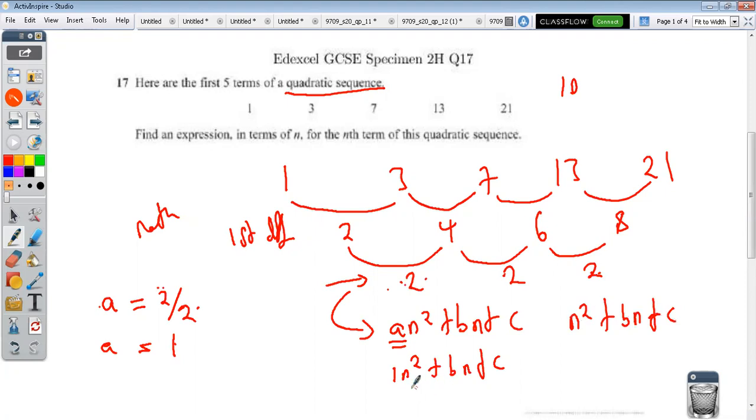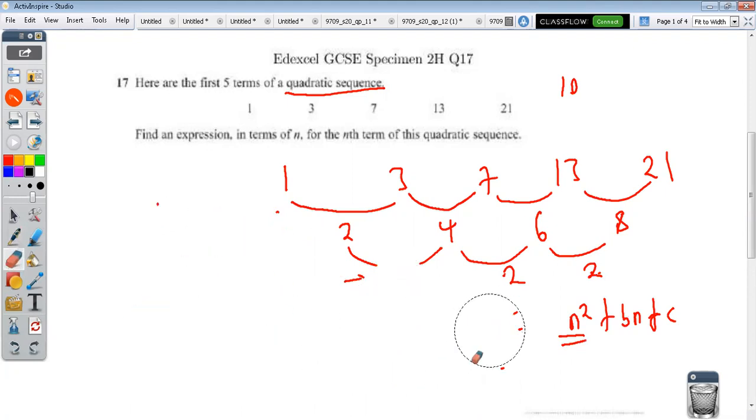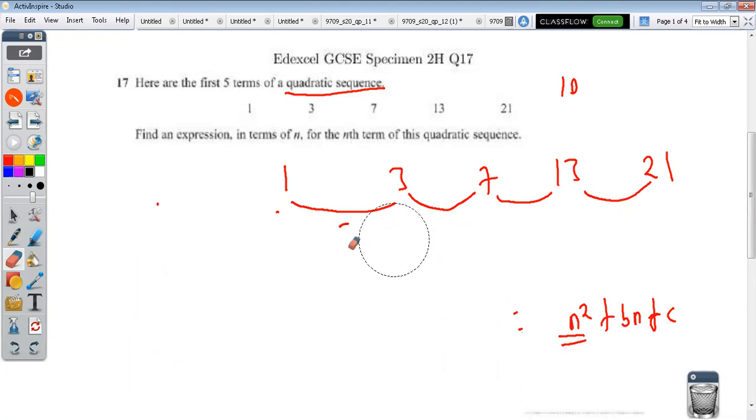Clear? So we are done with this first part here. Follow me? Anyway, we are recording this. When we are done with the first part, everyone, I want to show you the easy method now. We take away the first part from our sequence. We take away the n squared.